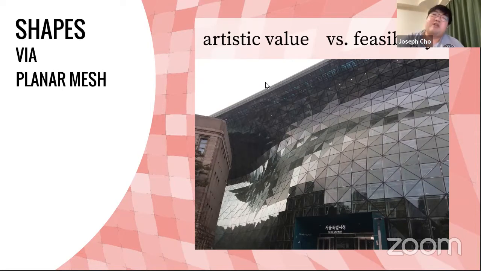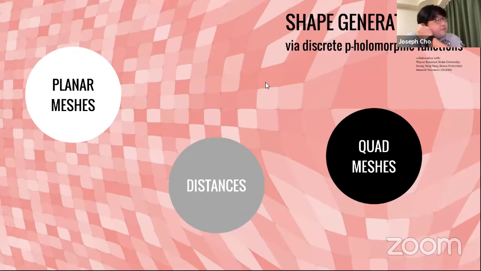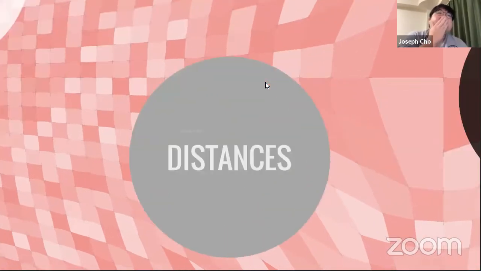But then today I would like to tackle this problem using quadrilaterals or any polygons with four sides. So to do this, I would like to talk about distances a little bit. So how do we perceive Euclidean distance is how we all do it.